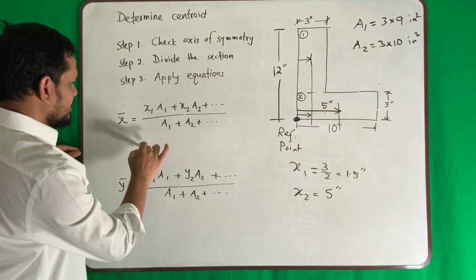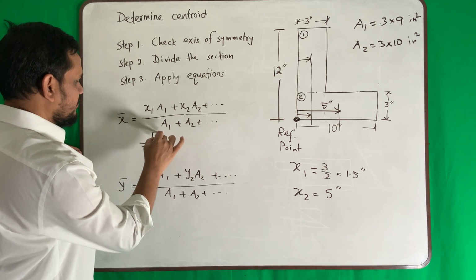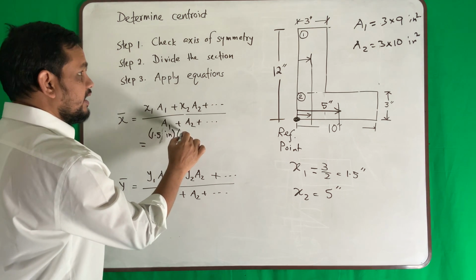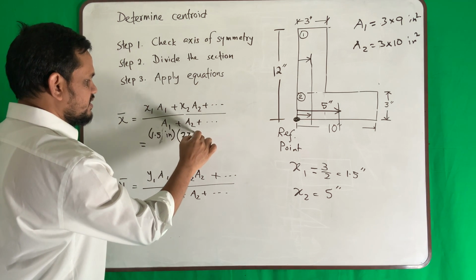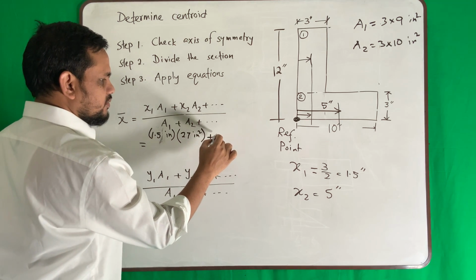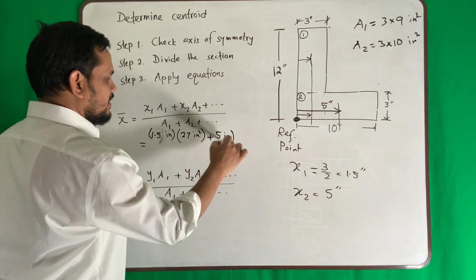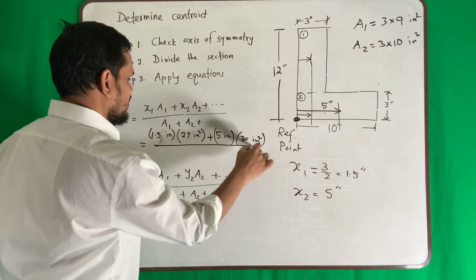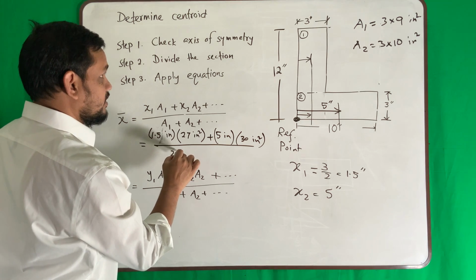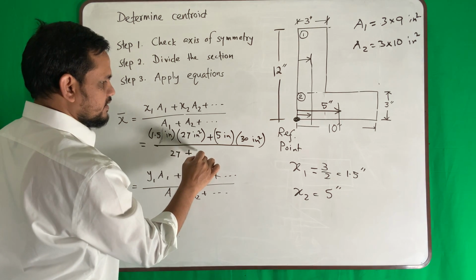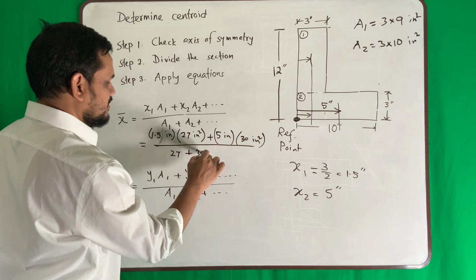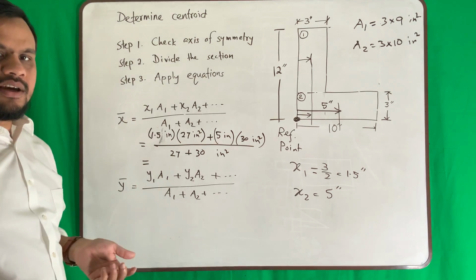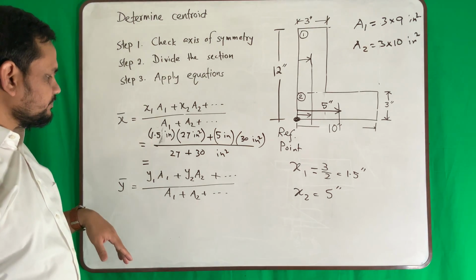So if I insert it here, X1 is 1.5, write the unit, inch. A1 is 3 times 9, which is 27 inch square, plus X2 is 5 inch, times the area, 30 inch square, divided by 27 plus 30 inch square. So whatever you get, that is the answer. I am not calculating this.